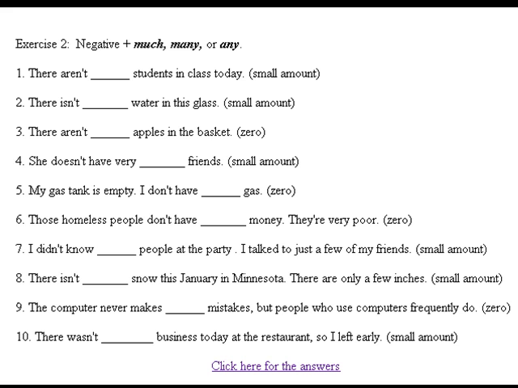Here we have much, many, and any in the negative form. Like, for example, there aren't many students in class today. Stop the video, fill it in, number your page, and then fill in the blank, or write the whole sentence. That'll be an excellent idea.